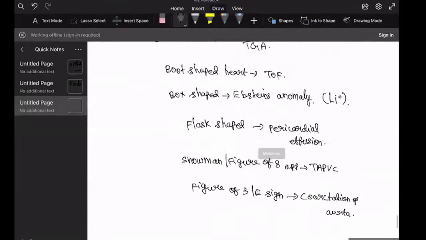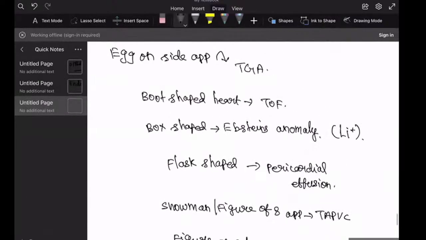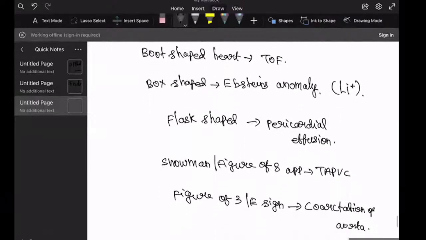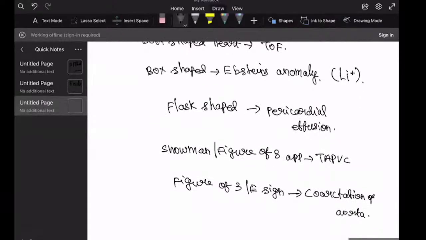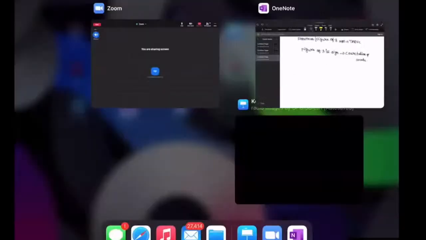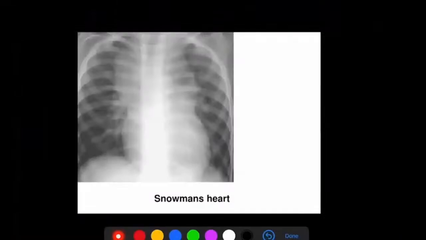Egg-on-side appearance: TGA. Boot-shaped: TOF. Box-shaped: Ebstein's. Flask-shaped: pericardial effusion. Snowman or figure of eight: TAPVC. Figure of three or E sign: coarctation of aorta.